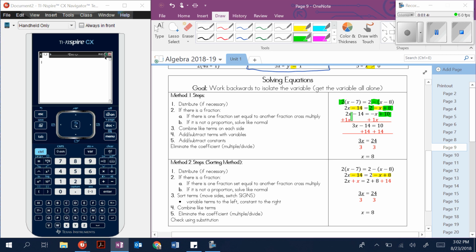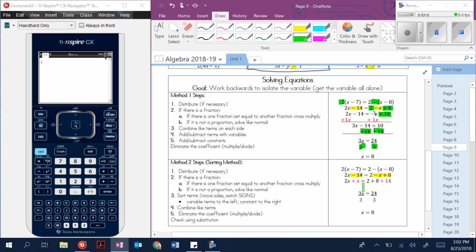And then what we needed to do was get x alone. So we added 1x. We could also put a 1 out in front here and just say that we're adding 1x to both sides to cancel that out. The same thing we do with the 14, adding to both sides. Lastly, divide both sides by 3 to get a final answer of x is equal to 8.